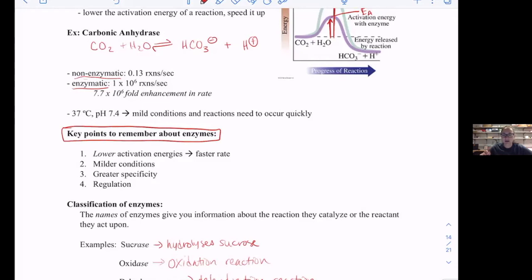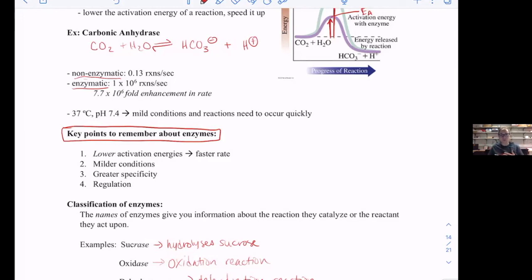The first one is that they are catalysts, so they lower activation energies and give a faster rate of reaction. The second one is they function at mild conditions, so they have a lot of interactions that allow these reactions that typically would be higher in energy to occur at a lower energy. It stabilizes things. Number 3, there's greater specificity. You'll see later about specificity. Specificity just means it's a specific reaction. So you're going to react a very specific part of a molecule in a very specific way.